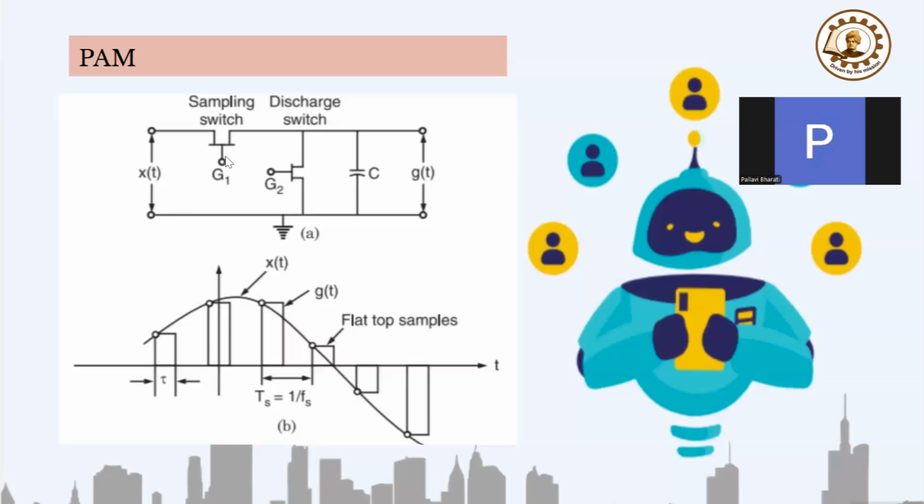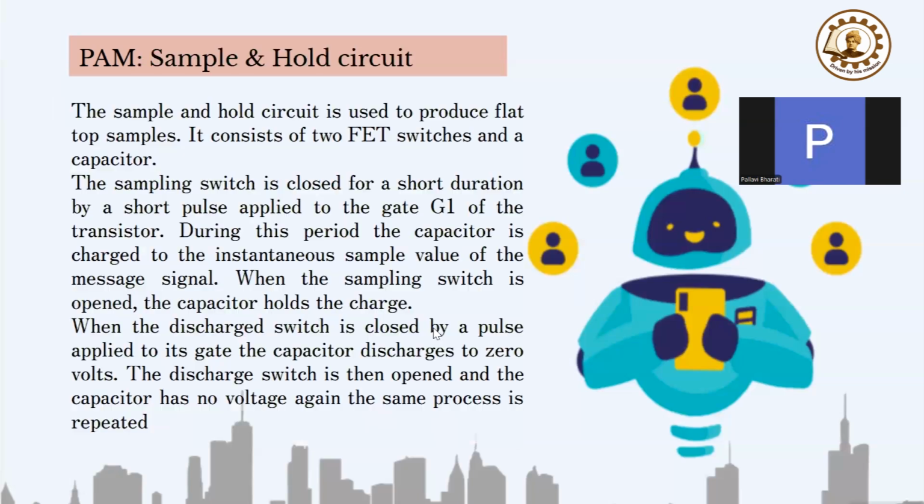When we apply the pulse to the gate of the MOSFET, the capacitor starts to charge to the instantaneous value. After that, we switch off the sampling switch and switch on the discharge switch, and the capacitor is going to discharge to zero with the help of the discharge switch. So for the duration until it discharges, the same instantaneous value is kept. In this way, we are creating the flat top samples.